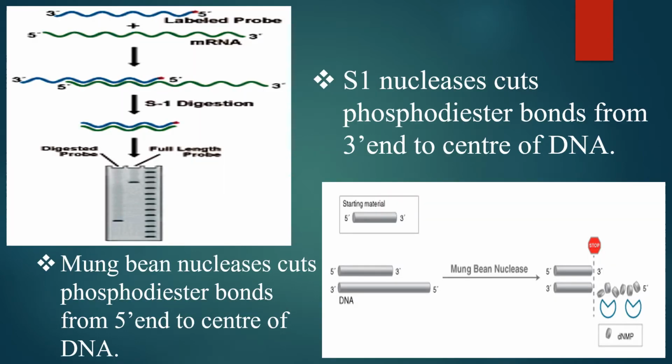In this slide, we can observe two pictures. The first one represents the mechanism of S1 nucleases, where the two single-strand DNAs are trimmed to the same size from the 3' end to center. And the second picture represents the mechanism of Mung-Bean nucleases, where the two uneven strands of DNA are trimmed to the same size from 5' to center.